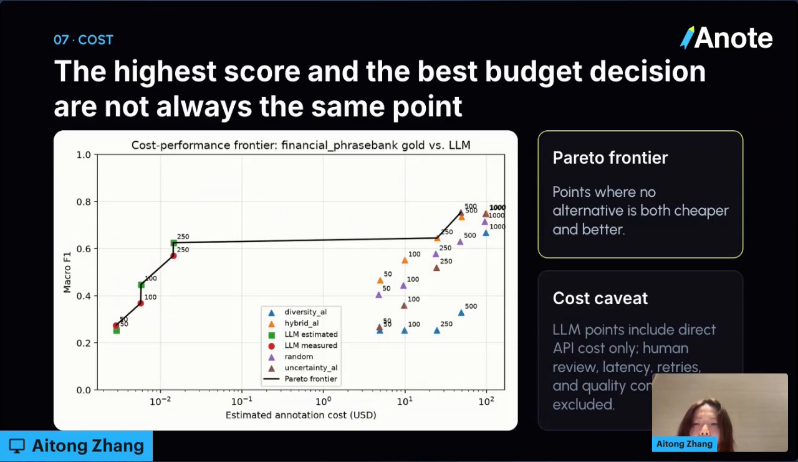The outlier point appears further left because the direct API cost is lower, but this excludes human review, retries, latency, and quality control. So, cost helps us compare annotation choices, but cost alone does not tell us whether the generated labels are useful.